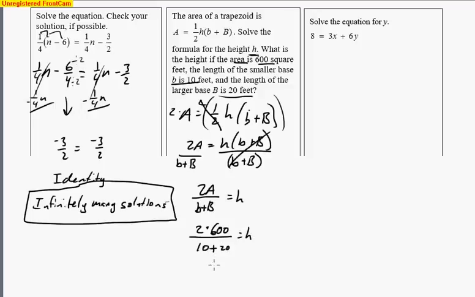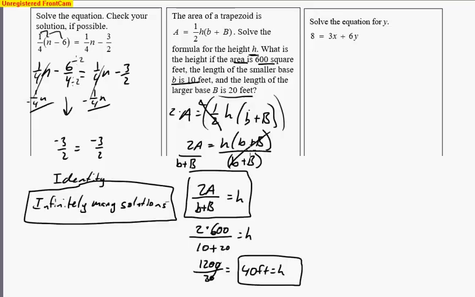So now I have 1200 all over 30. And when I do that division, cross off these two zeros here. 3 into 12 goes 4 times with the 0 I have left over. So 40 feet is the height. And this was the equation solved for.